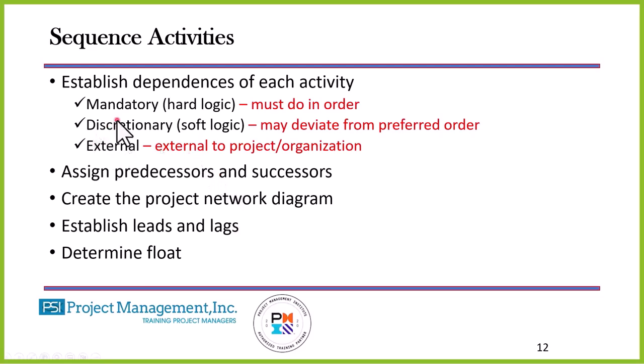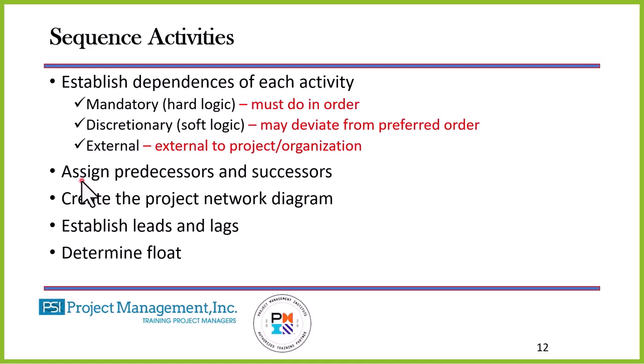We talked about mandatory, you must do it in that order. Discretionary, you may deviate from the preferred order. And external is external to the project or organization. We're going to assign predecessors and successors. We need to know what those are, and we will create that and align that in the network diagram. That's what we will use to create it. We need to also establish any leads or lags.